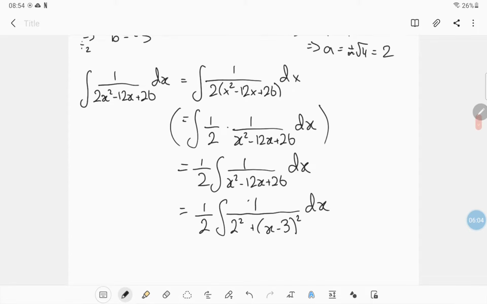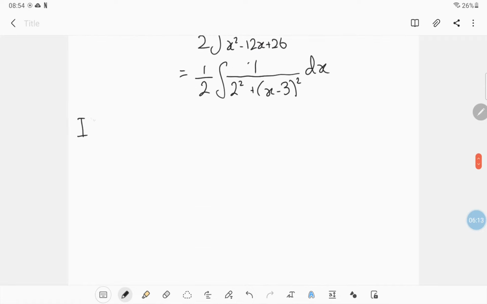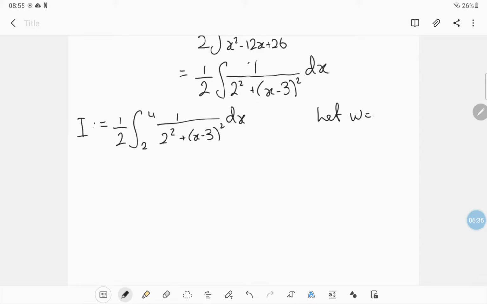So if I go back and call this thing I, I can say that I is equal to the integral, well, I'm fixing the half, aren't I? Half integral from 2 to 4, 1 over 2 squared plus x minus 3 squared. I'm going to do a little substitution here. W is equal to x minus 3. dw dx is equal to 1. And multiply both sides by dx, I get dw is equal to dx.